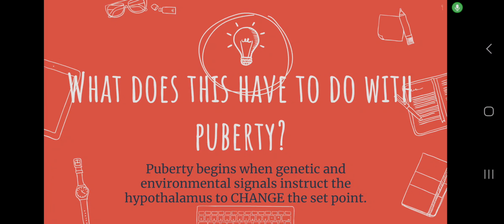This is Biological Transitions, Part 3, and this is called Onset of Puberty. So what does all of this that we've been talking about with the endocrine glands even have to do with puberty? Well, puberty begins when there are genetic and environmental signals that then instruct the hypothalamus to change the set point.